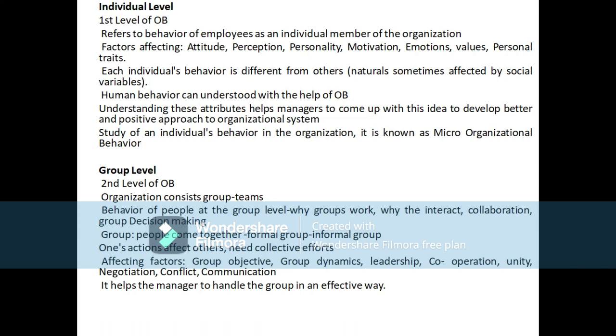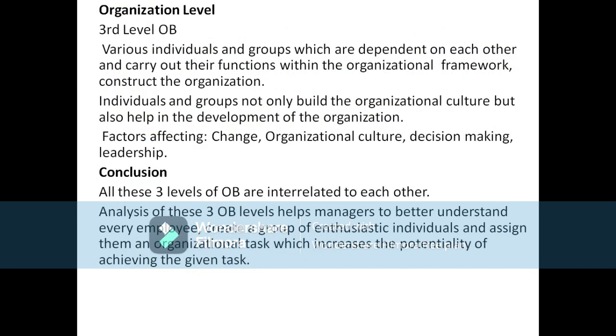Okay, so by knowing all the aspects of the individual's behavior at the group level, it helps the manager to handle the group in an effective way. By knowing the pros and cons of the behavior of an individual in a group, it will be easier for the manager to achieve the organizational goals, and to execute the individuals at group level in an effective way. So in that aspect, the behavior of an individual at group level can be studied. It will be very helpful for the manager in order to accomplish the objectives of the organization. Coming to organization level.